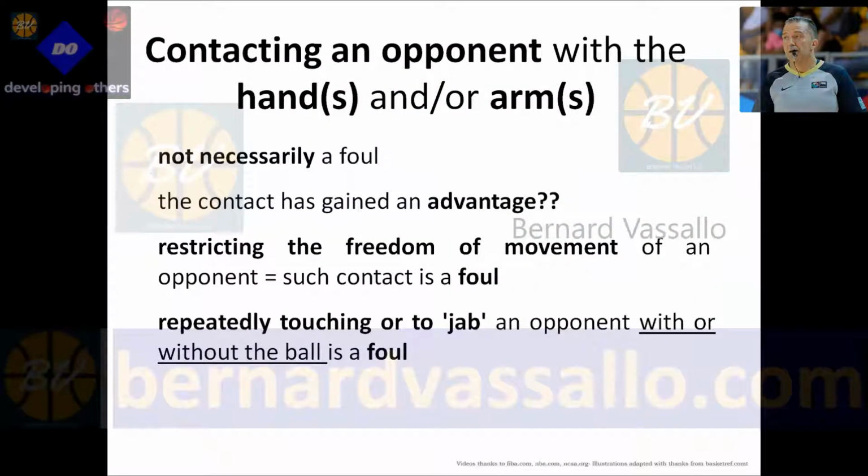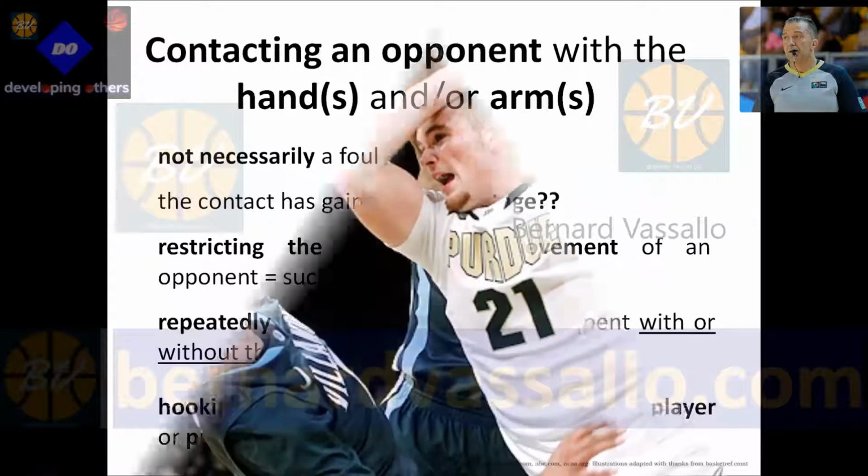One must also remember the fact that if a player repeatedly touches or jabs an opponent, both with or without a ball, that should lead to a foul, because normally this repeated touching and jabbing an opponent, especially without the ball, but even with the ball, could ultimately result into more rough play.